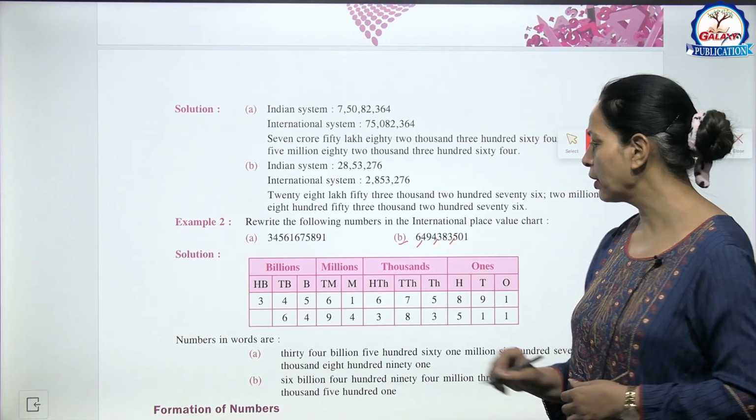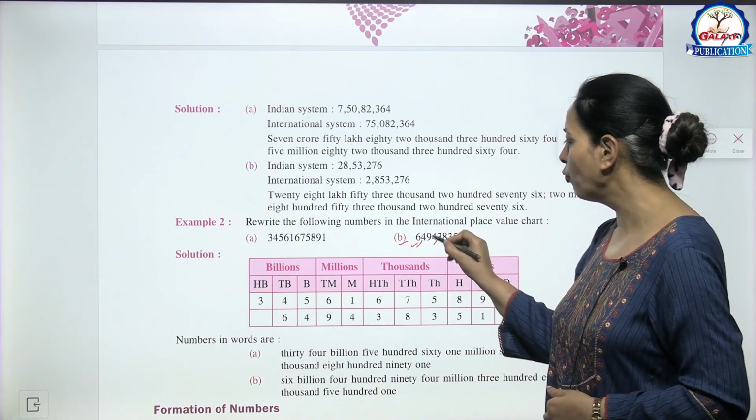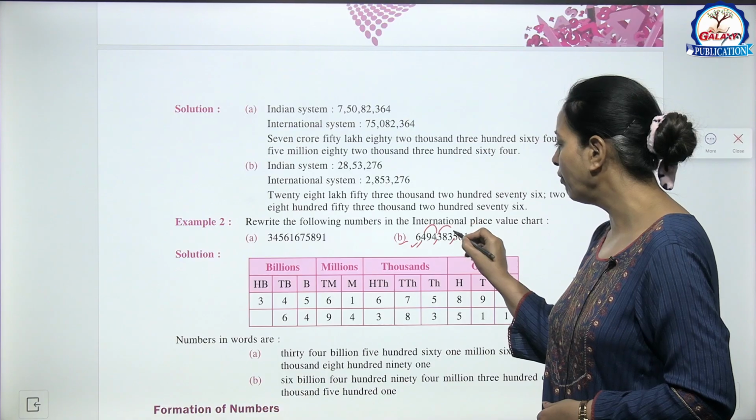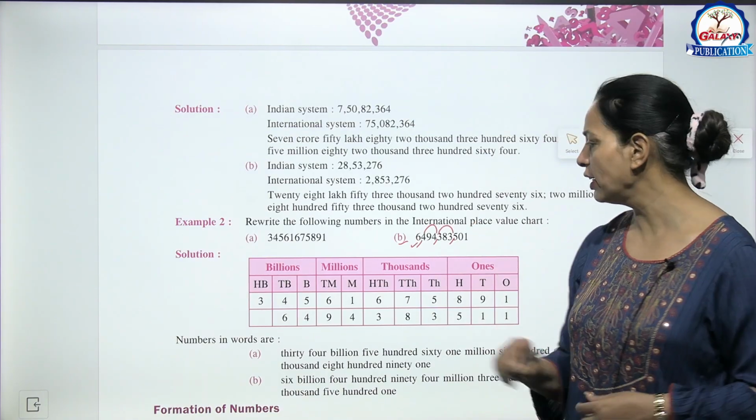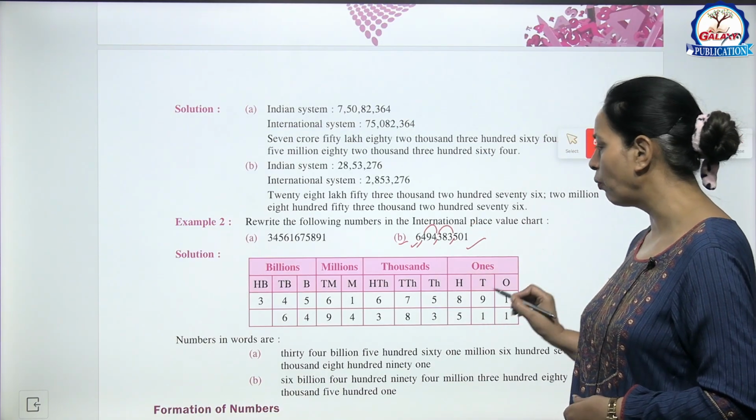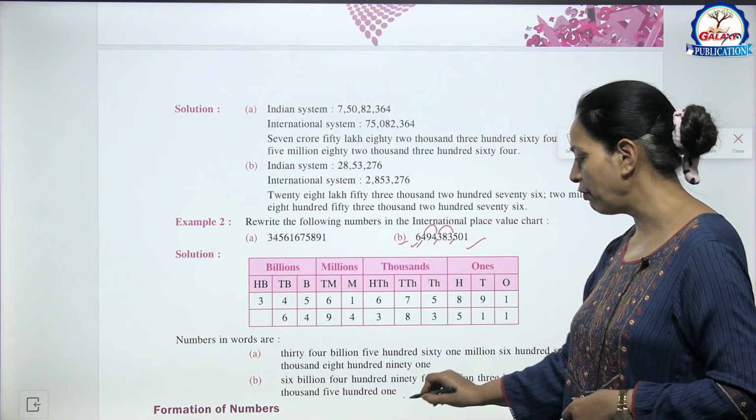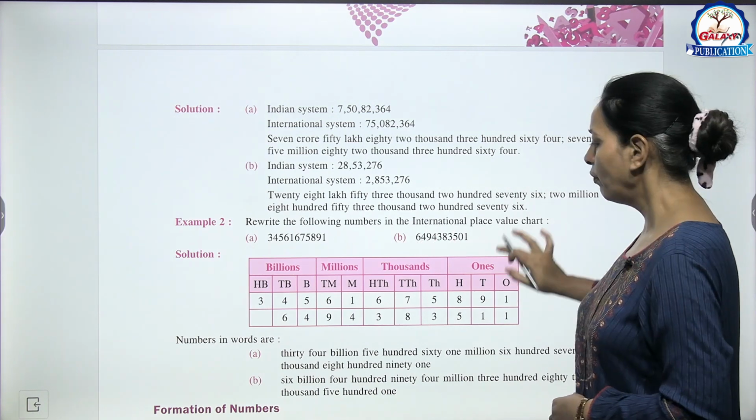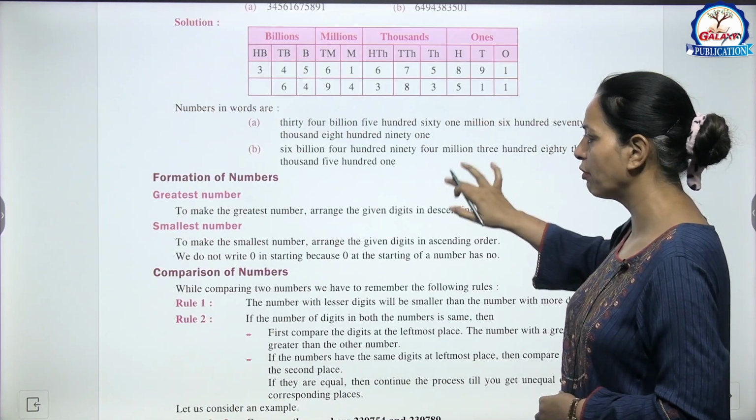So now this becomes 6,494,383,501. Okay, so we can write it like this. I hope this is clear to you. Very easy and very interesting.